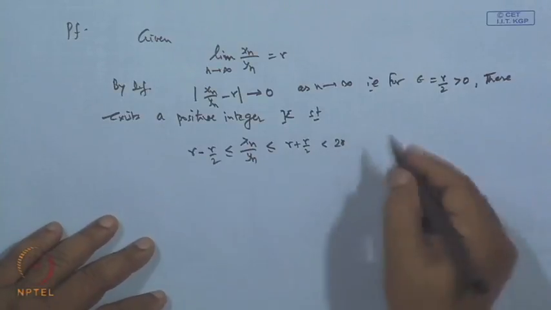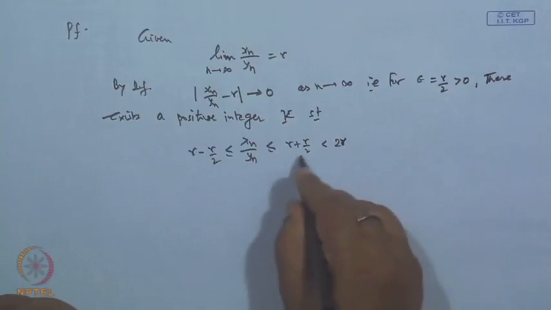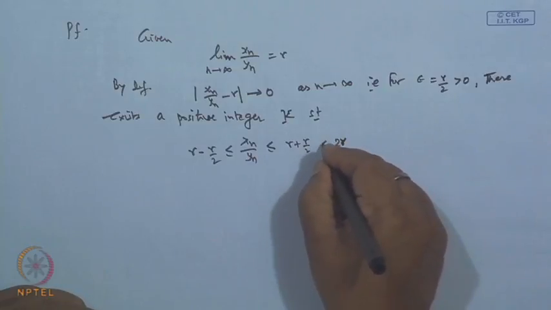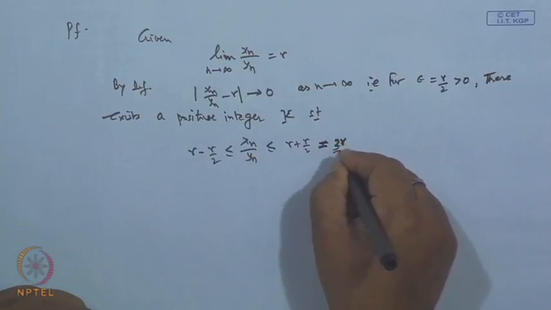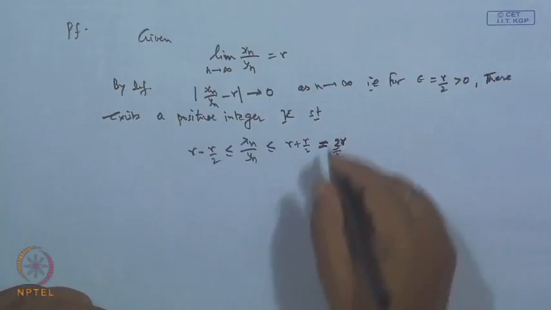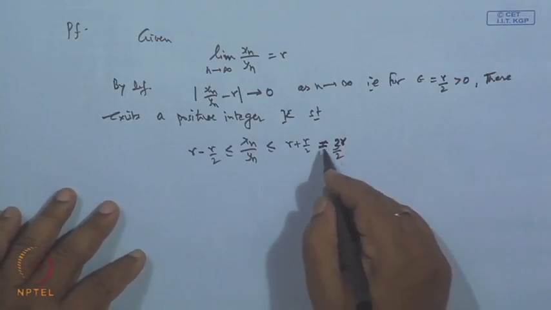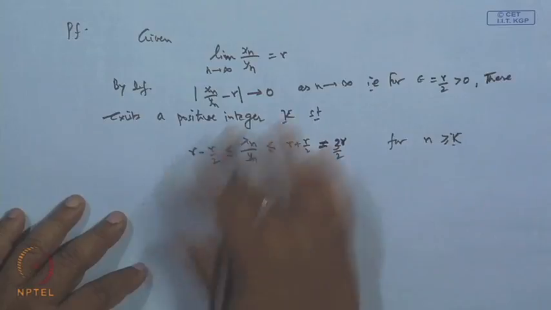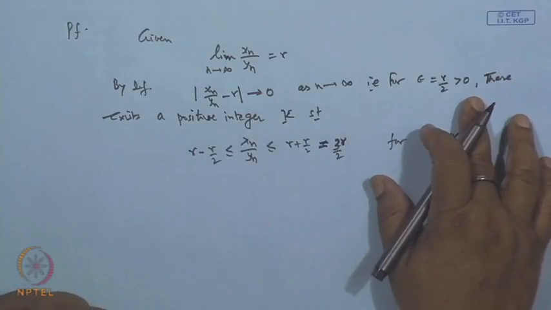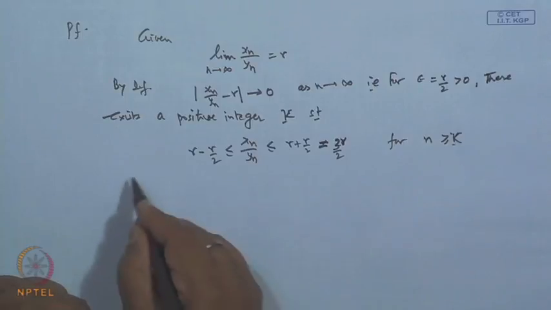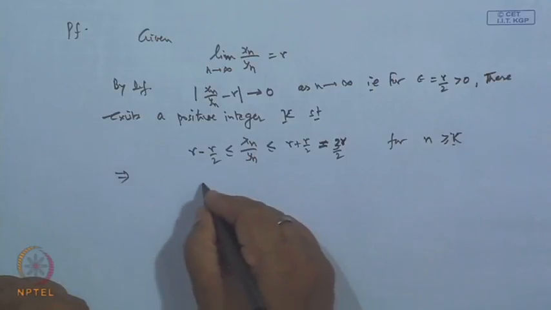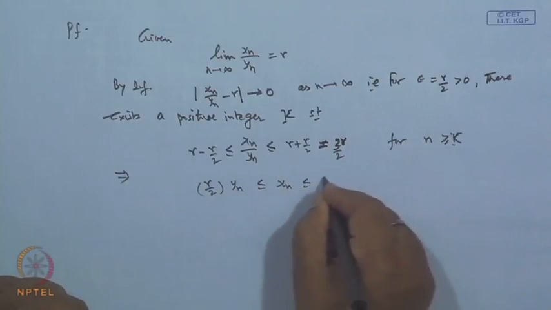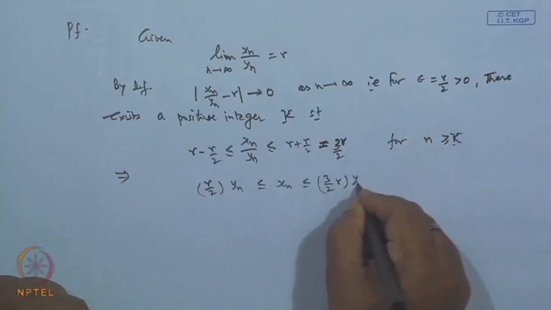This will be less than or equal to 2r. This hardly matters; even 3 by 2 will work. So we get 3 by 2 r, that is 3 by 2 r into y_n. This is true for all n greater than or equal to k, is it not? Now, from here can we say that r by 2 into y_n is less than or equal to x_n, which is less than or equal to 3 by 2 r into y_n?